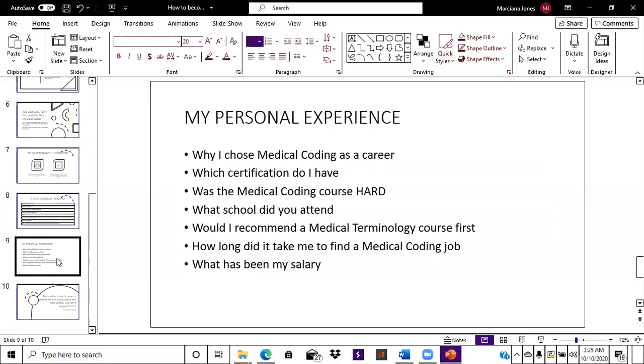As I told you guys, I have my CPC certification. I've been coding about 6 years. I have experience in different specialties. I've coded family practice, OBGYN. Now I'm an HCC coder, and I'm working for United Healthcare. So I have pediatrics, orthopedic, endocrinology. I have a variety of experience in different specialties. So why did I choose medical coding as a career?